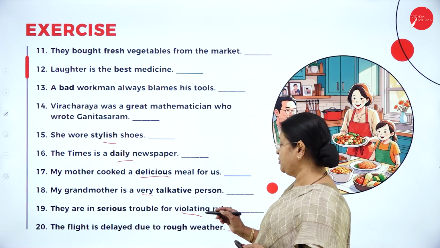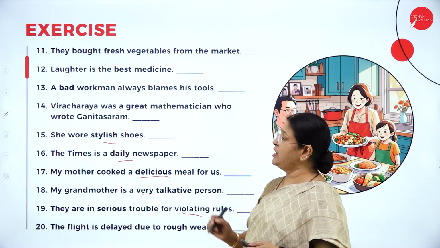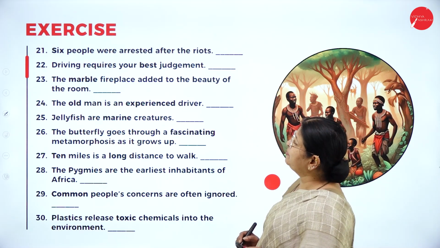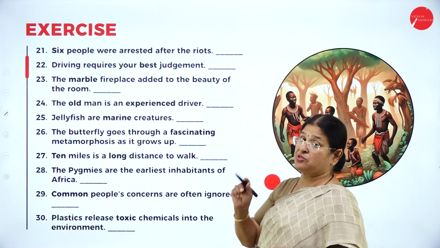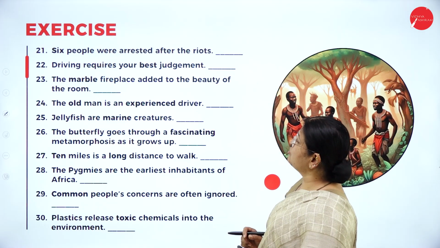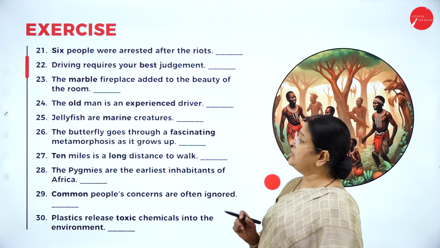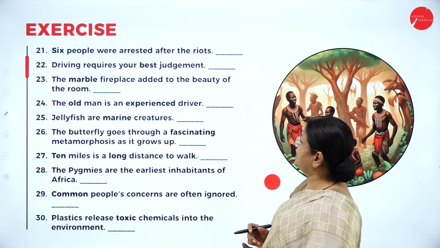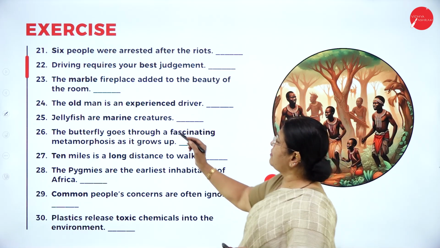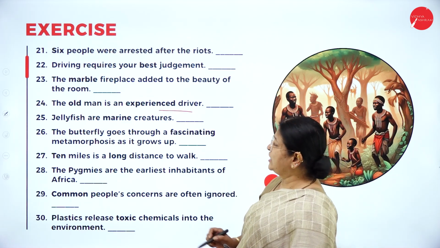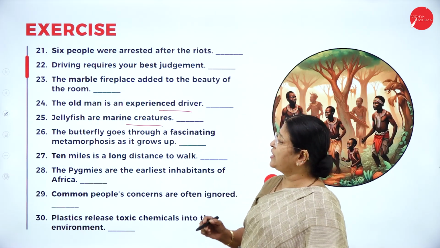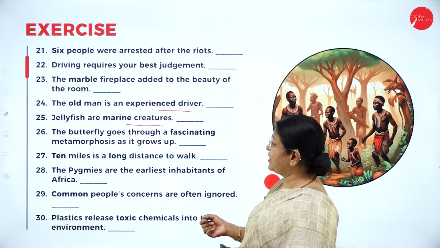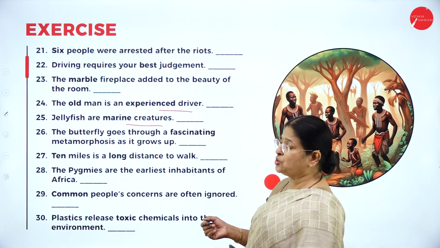The flight is delayed due to rough weather. Identify the adjective. Then, 6 people were arrested after the riots. How many people were arrested after the riots? 6 people. So number. Then, driving requires your best judgment. So driving requires what judgment? Best judgment. The marble fireplace added to the beauty of the room. The old man is an experienced driver. Jellyfish are marine creatures. What type of creatures are jellyfish? They are marine creatures. The butterfly goes through a fascinating metamorphosis as it grows up.